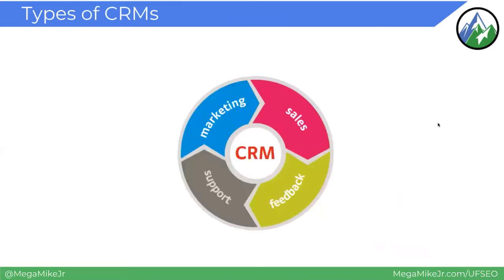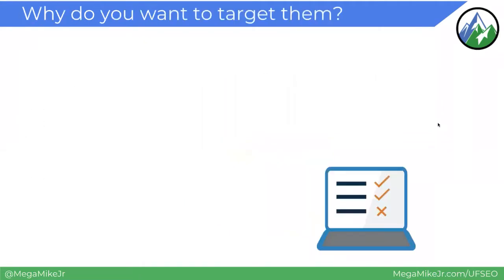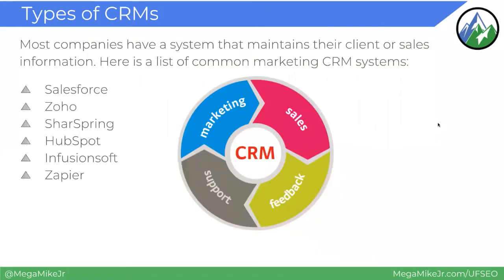So there are many different types of CRMs which I use or I've used in the past to capture some audience information so they can build customer personas out. And most companies have them. So you can use Salesforce, Zoho, SharpSpring, HubSpot, Infusionsoft, Zapier. A lot of those are just very common ones that most marketing professionals use to collect the information from how qualified is my audience? How do I define my audience through these systems?